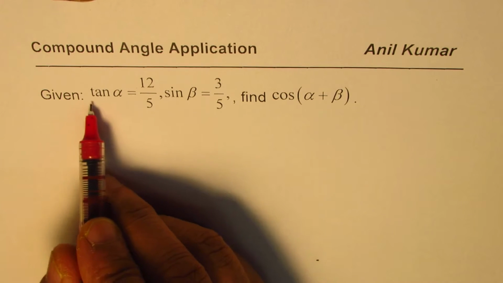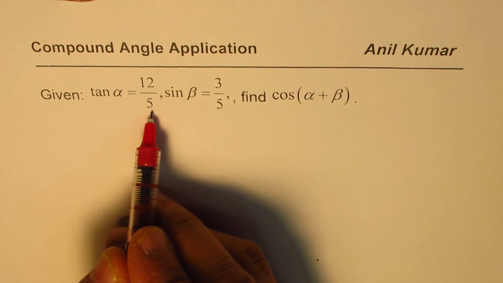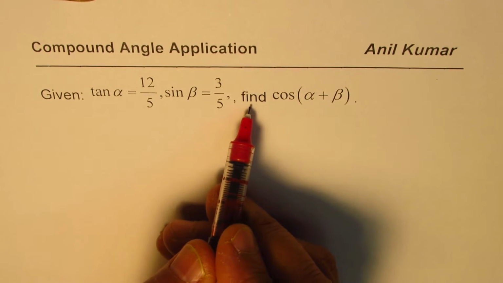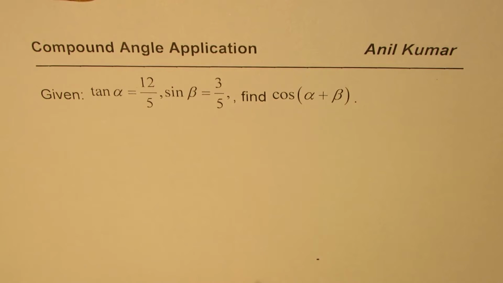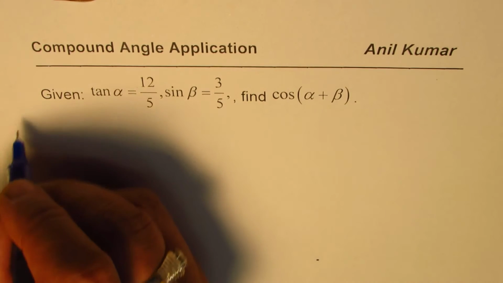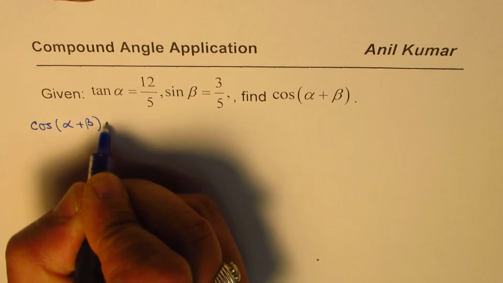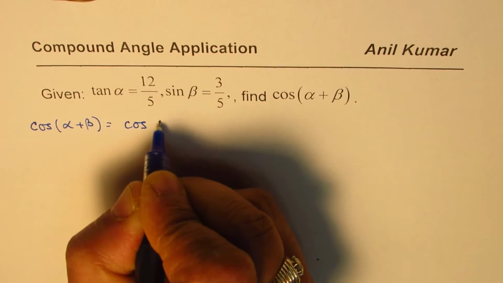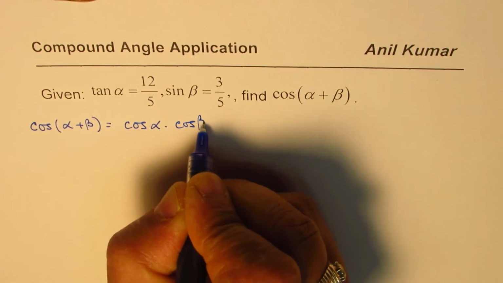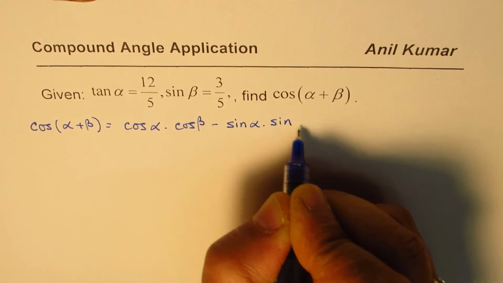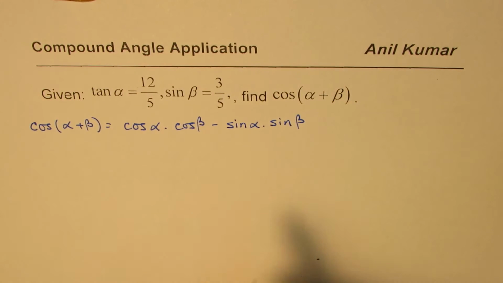We are given that tan alpha is 12 over 5, sine beta is equal to 3 over 5. We need to find cosine of alpha plus beta, right? So we can definitely apply the compound angle formula, which is cos of alpha plus beta should be equal to cos of alpha times cos of beta minus sine of alpha times sine of beta, right? So we could always apply this formula and find the result.